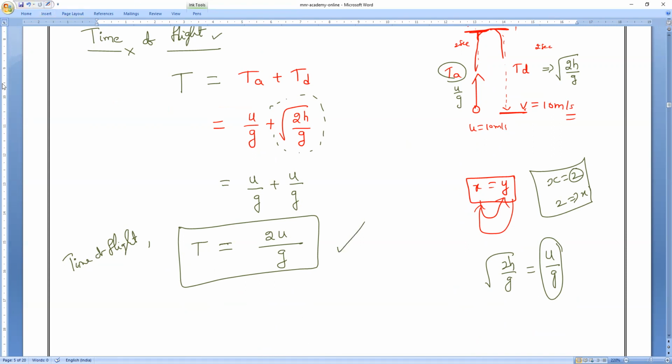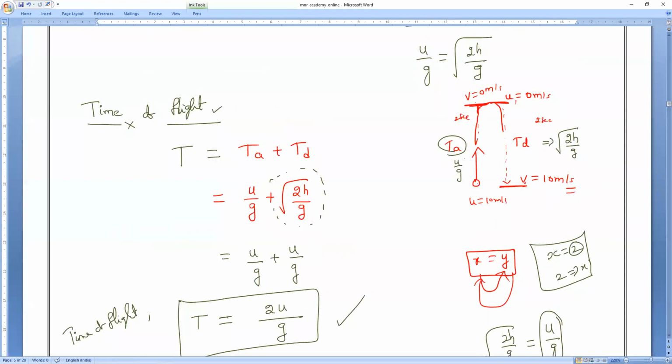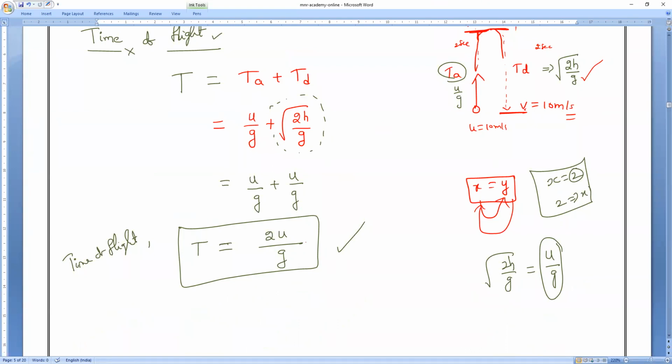Clear? Understand now? So now, if they ask you time of ascent, only use this formula. If they ask you time of descent, only use this formula. If they ask you time of flight, calculate this. Clear, everybody? Understand?